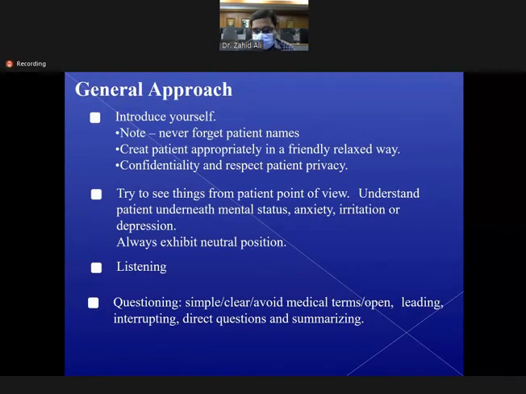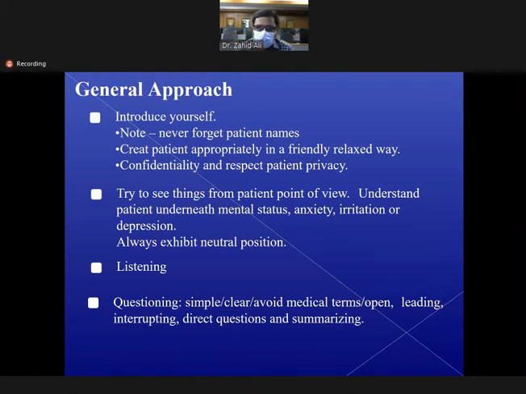General approach. The first thing that you have to do is introduce yourself. Never forget the patient's name. If you ask the patient their name, it creates a good relationship with the patient. If you ask the patient, okay, Junaid, what's your name? Then you say, Junaid, what happens? What do you think is the cause of the pain? Where is the pain? So this gives a good relationship.